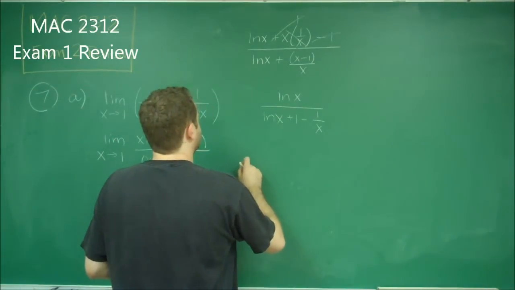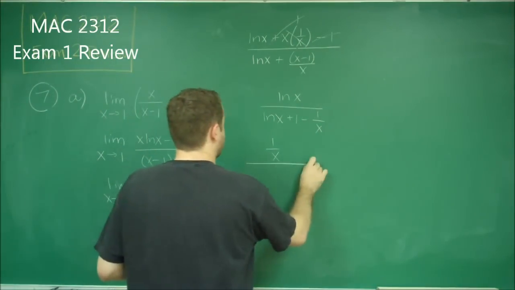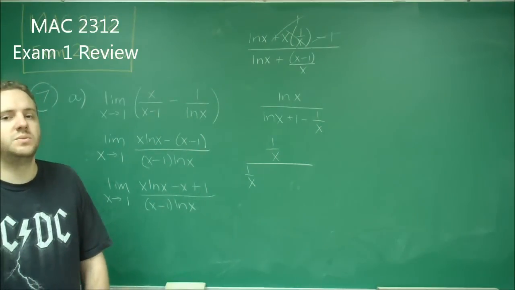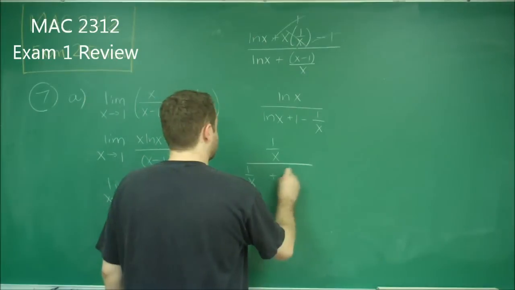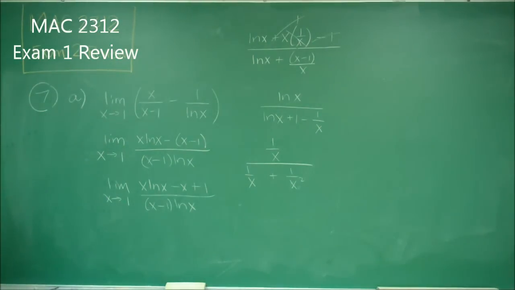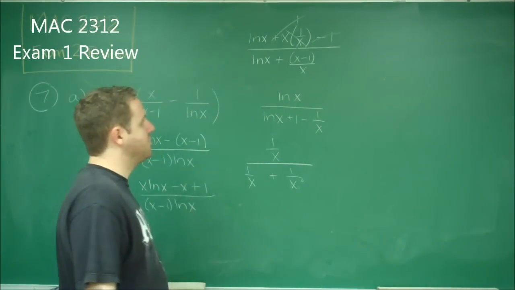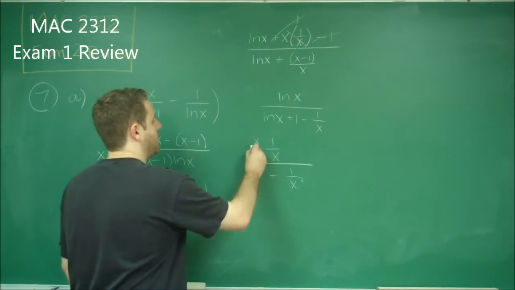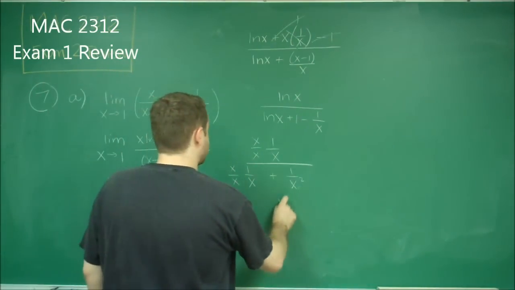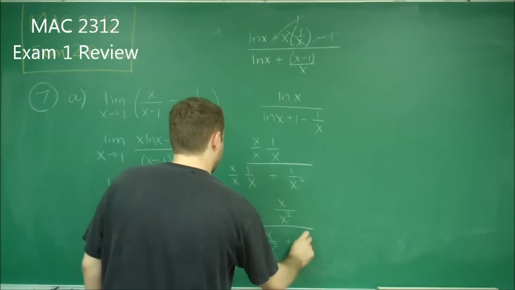So if we do L'Hopital's rule again, we're going to get 1 over x, 1 over x, and when you do the derivative of 1 over x, you would get negative 1 over x squared, but because it's subtracted, we're getting plus 1 over x squared. This we can do a lot of simplification to. We can get a common denominator of everything by multiplying these by x over x. So what we get is x over x squared over x squared plus 1 over x squared.